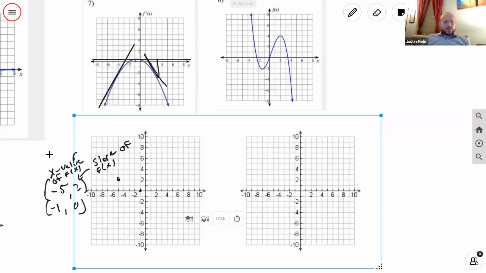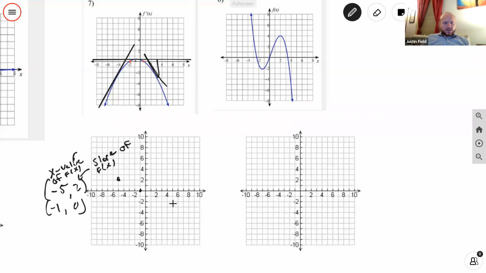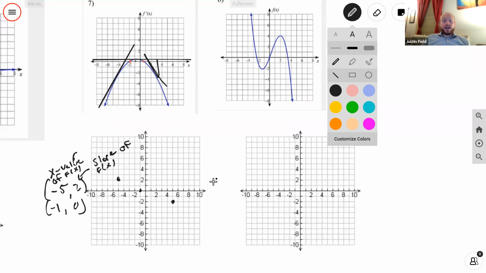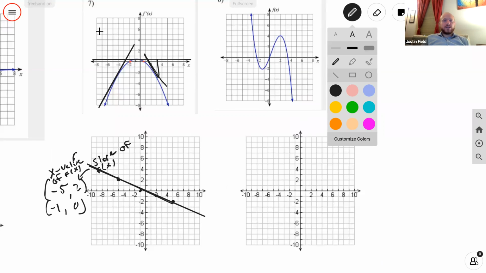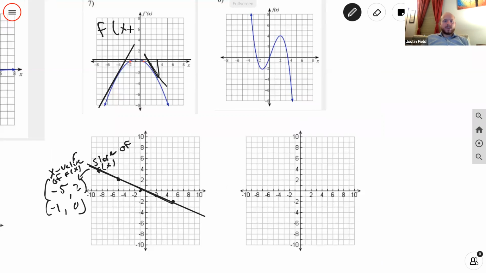So you see something really special happens here. Notice the points line up in a straight line. That is no coincidence. A quadratic is degree 2. Its derivative, its graph of f prime, is degree 1. So this is f of x, and notice it's degree 2. And this f prime of x is a linear graph, degree 1.